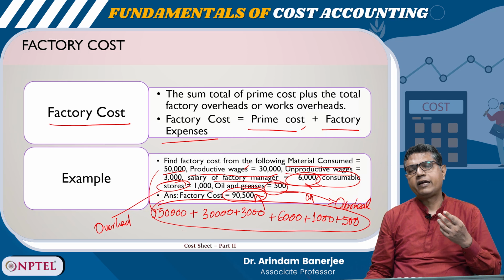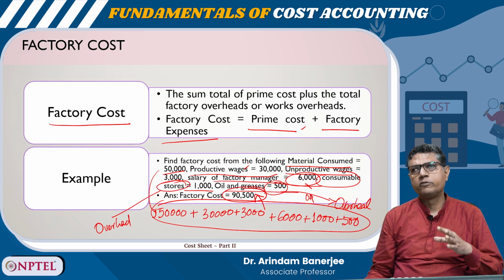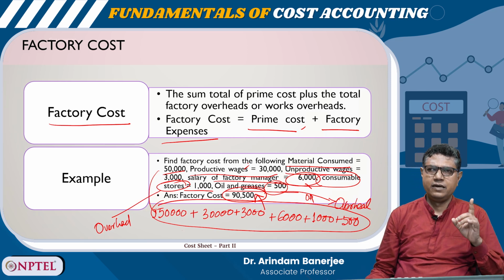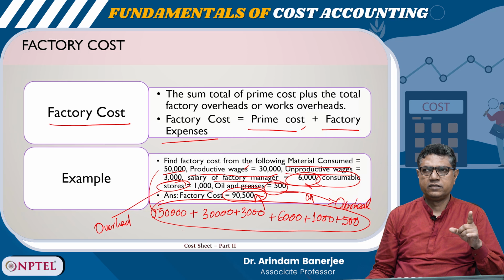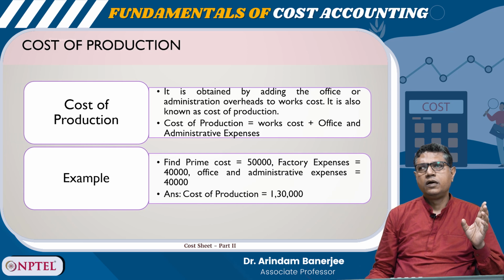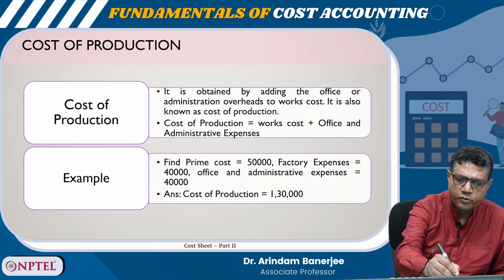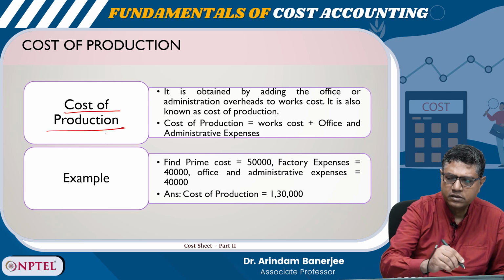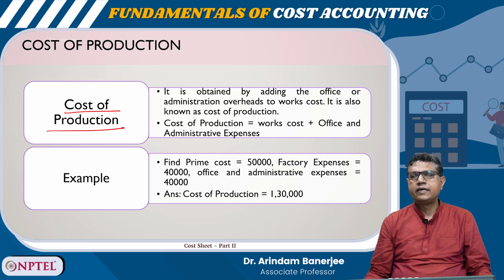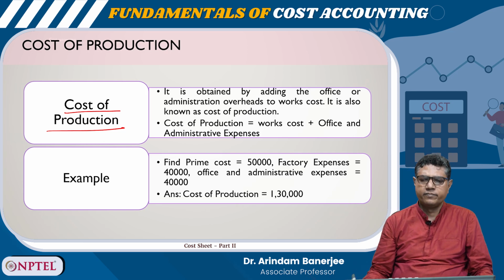Okay. So, factory cost is the sum of prime cost and factory expenses. Prime cost is the sum of direct material plus direct labor plus direct expenses, and factory expenses are all factory overheads, right? Now, next is the cost of production, right? So, it is okay. The next item is the cost of production, right?